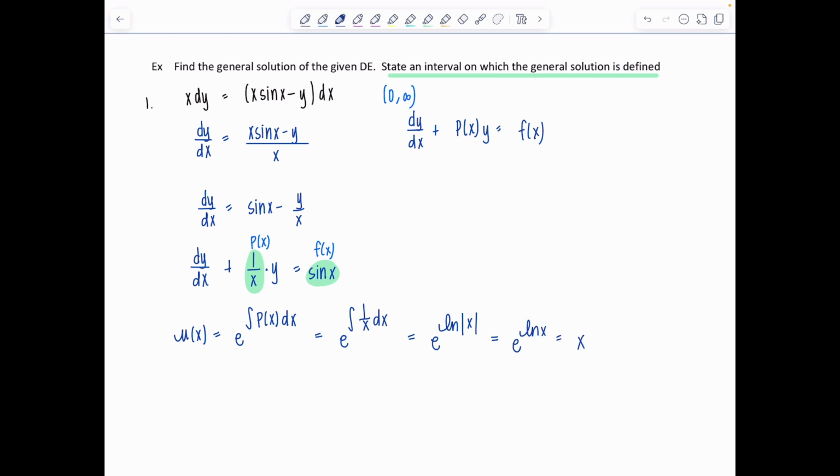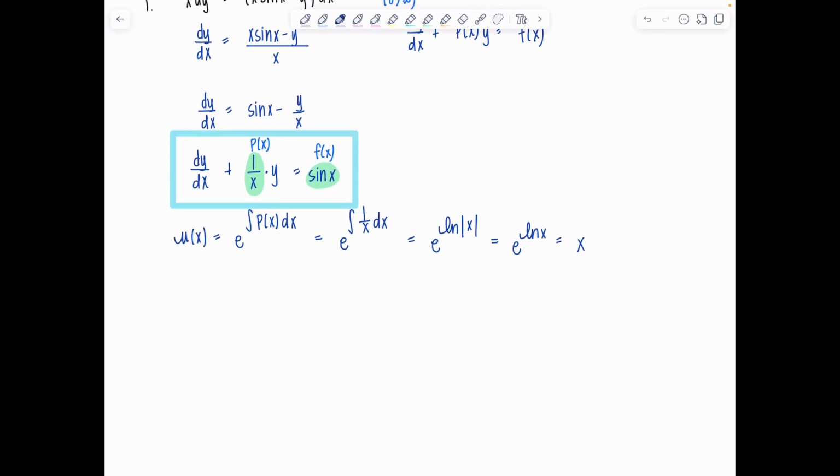Good? Okay, now what do you do? You come back to that standard form right here, and you hit everybody with the integrating factor, like they're on the Oprah show. It's like, you get an x, you get an x, you get an x. Boom. Plus 1 over x times x will cancel. And then on the right-hand side, we have x sine x. Good? Okay. The left-hand side better be the derivative with respect to x of y times the integrating factor.